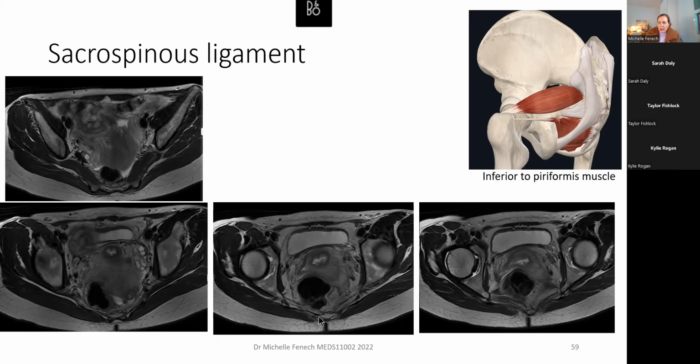It's not big, is it? Ligaments are quite small, usually about 2 to 3 millimeters thick. So it's not easy to pick out. You would not look at that and go, oh, there's the sacrospinous ligament, unless you knew that it extended between the sacrum and the ischial spine and that you were looking for something of no signal.